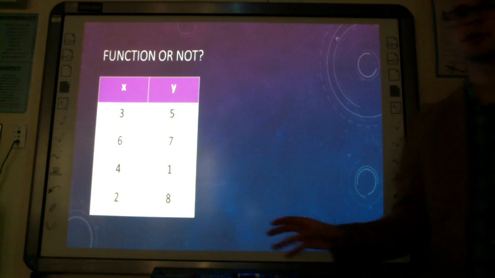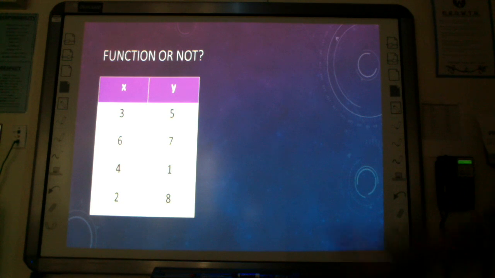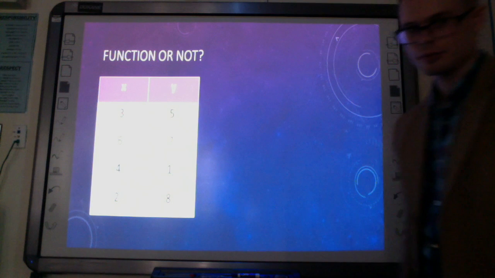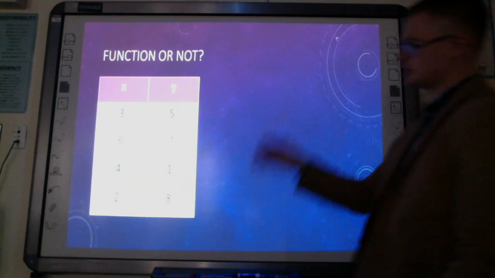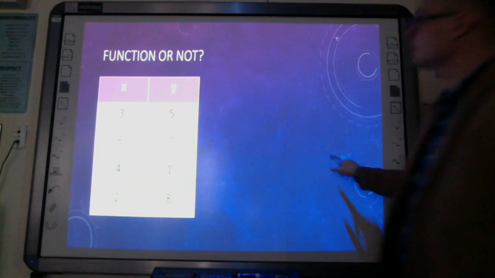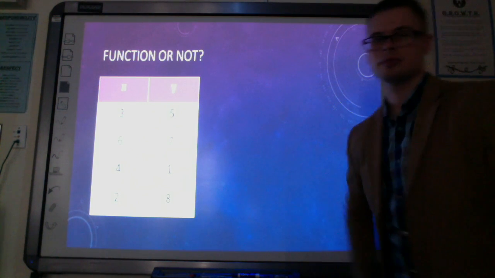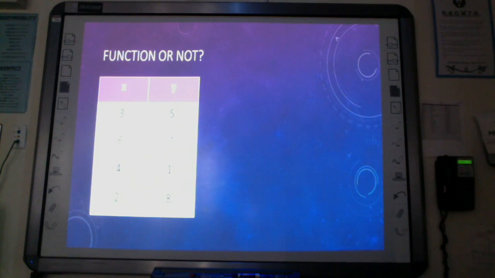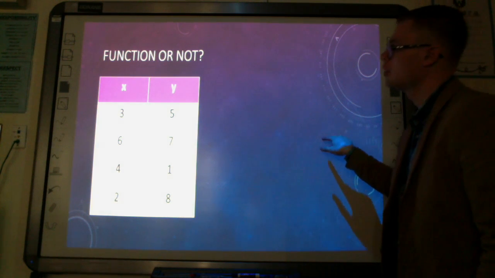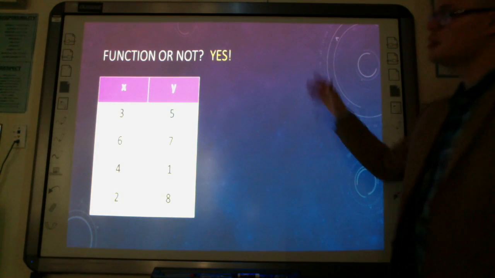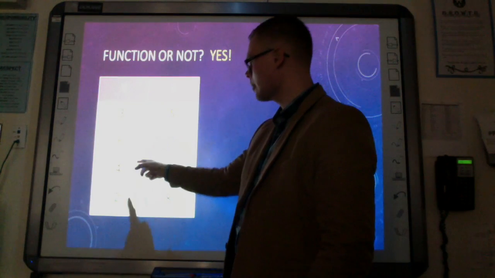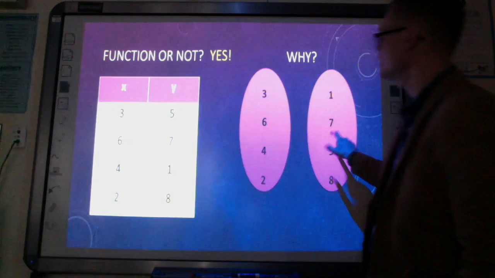Now, let's go to numbers, the math part of this. Now we have coordinate pairs right here. We have inputs and we have outputs, right? Inputs are 3, 6, 4, 2. Outputs are 5, 7, 1, 8. So, function or not? Take a minute, discuss it. Alright, if you really looked at it, none of the inputs violated the function rule. 3 matches to 5, 6 matches to 7, 4 matches to 1, 2 matches to 8, right?